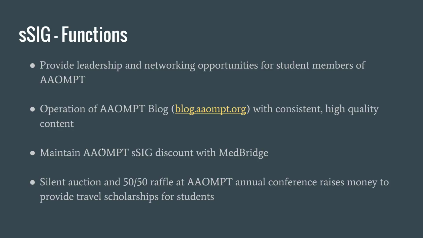The functions are to provide leadership and networking opportunities for student members, to operate the AAOMPT blog, as I said previously, to maintain an AAOMPT Student SIG discount with MedBridge. So right now, Student SIG members can get a MedBridge membership for $100 a year. Also, at the annual AAOMPT conference, the Student SIG runs a silent auction and 50-50 raffle, and that money goes to provide travel scholarships for students to the AAOMPT conference.